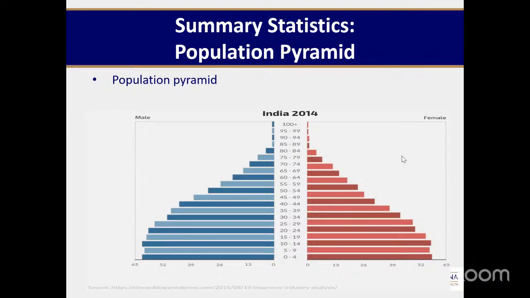So, thank you, Dr. Pong. So we have the population pyramid, where basically we want to see the population of a place, categorized between male and female, and at the same time, the age group.